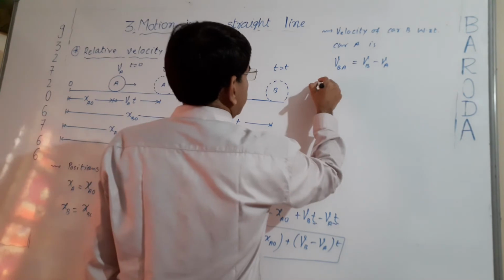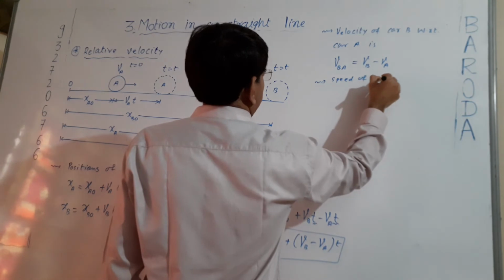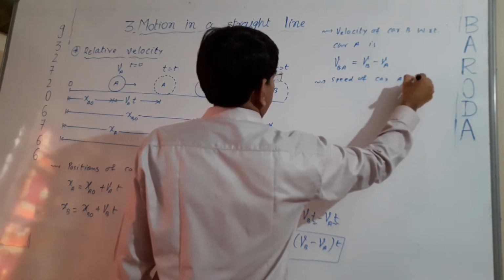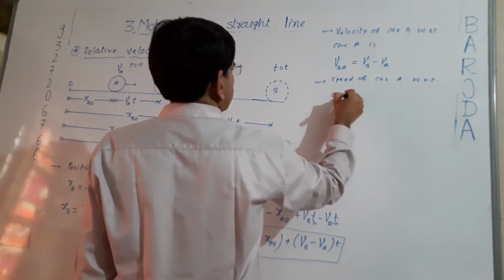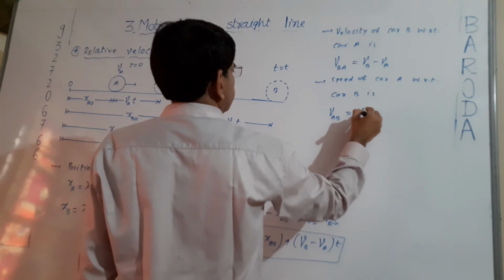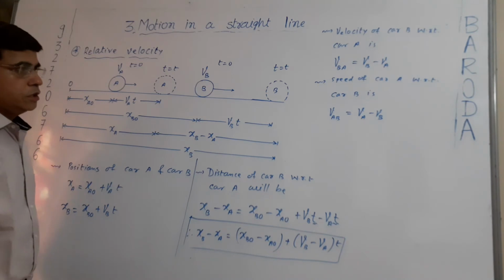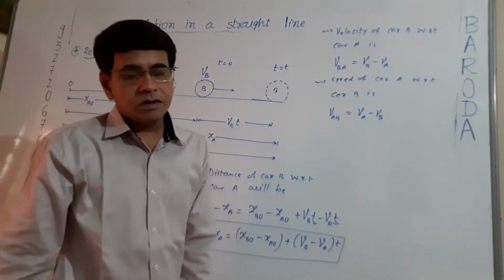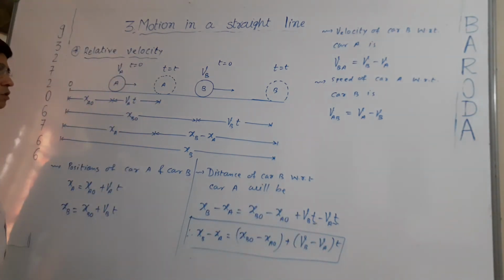In the same way, the speed of car A with respect to car B is shown as Va minus Vb. So it is known as relative velocity or relative speed. This equation shows the relative position of car A and B. Now we will draw the graph.